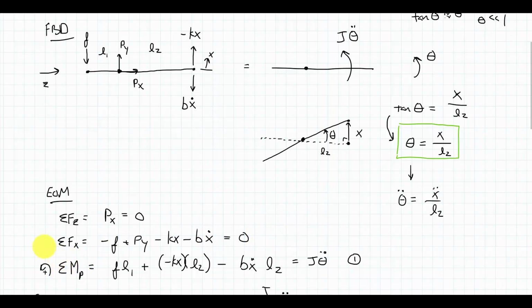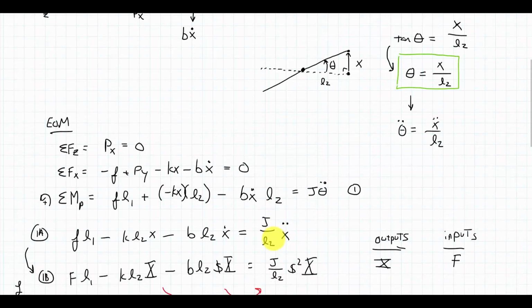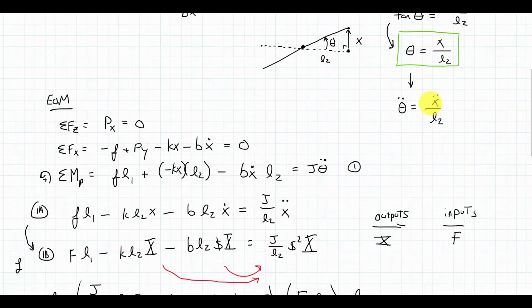But I do need this moment equation because I do want the relationship between x and F, that input force. And I can get that directly from the moment around the pivot point P. So I have the moment caused by each of the 3 forces that don't act through P. And on the right-hand side, I have that rotational inertia, that J theta double dot. I can make that substitution that I use with the small angle approximation here to substitute in x double dot over L2 for theta double dot.